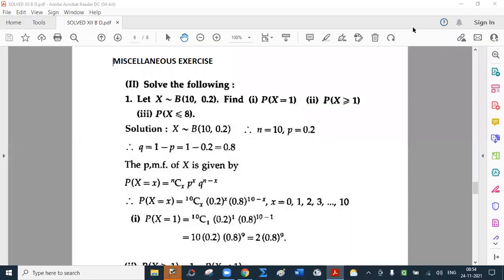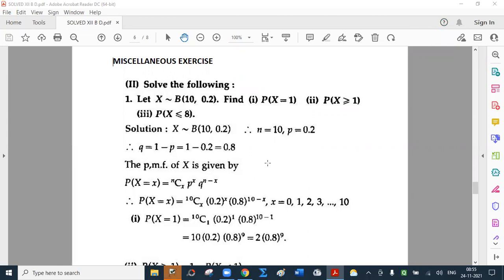Second question, solve the following. First one, let X be a random variable following binomial distribution with parameters 10, 0.2. Find P of X equal to 1, P of X greater than or equal to 1, P of X less than or equal to 8. So here N equal to 10, P equal to 0.2. So what is Q? 0.8.